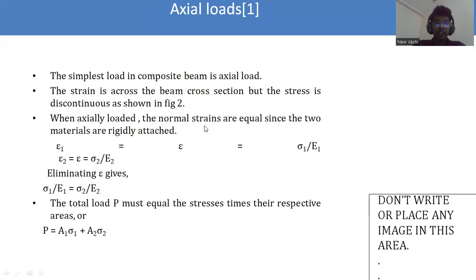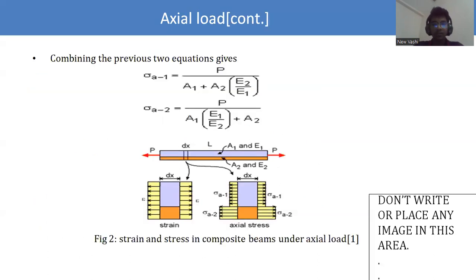When axially loaded, the normal strains are equal since the materials are rigidly attached. Epsilon is equal to stress by E, so epsilon is equal to sigma 1 by E1, and epsilon is equal to sigma 2 by E2. Eliminating epsilon gives sigma 1 by E1 is equal to sigma 2 by E2. The total load P must be equal to the stresses times their respective areas. P is equal to A1 sigma 1 plus A2 sigma 2.